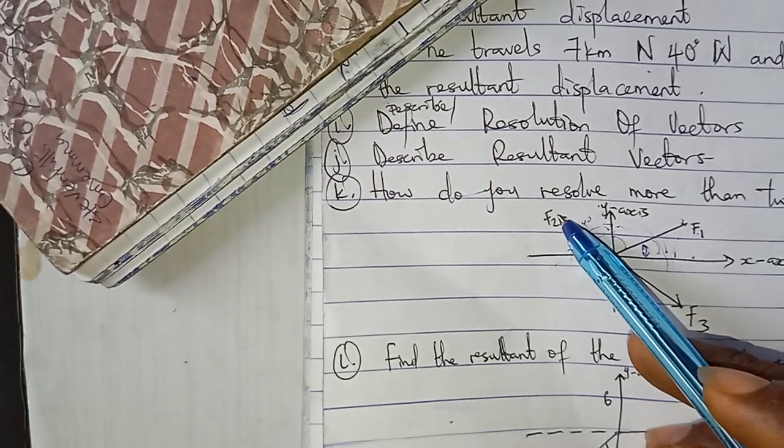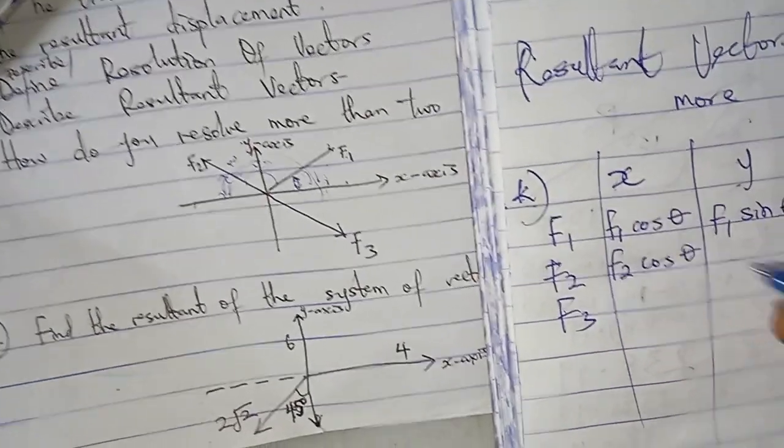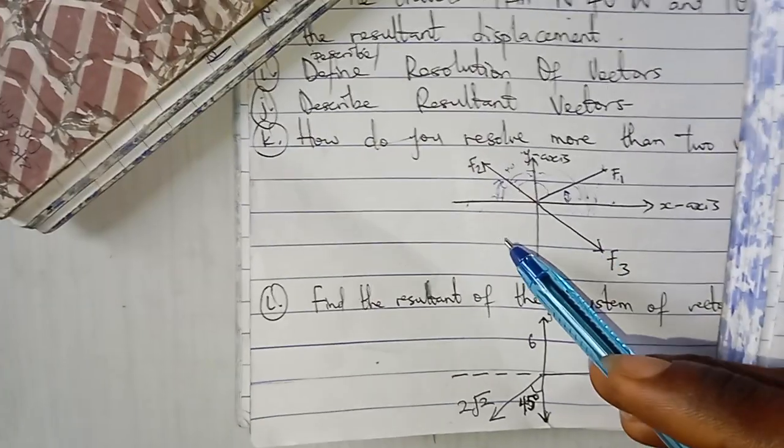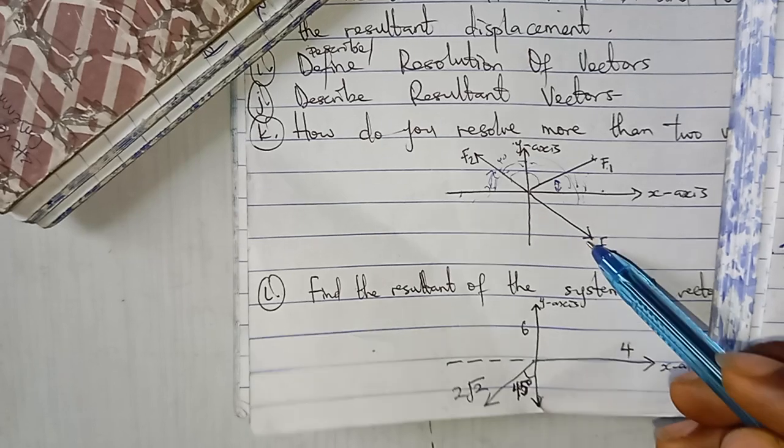So what I'll just do is carrying this to this side, x-axis, I have F2 cos theta. Then F2 sine theta. The same thing here. Carrying this to x-axis.